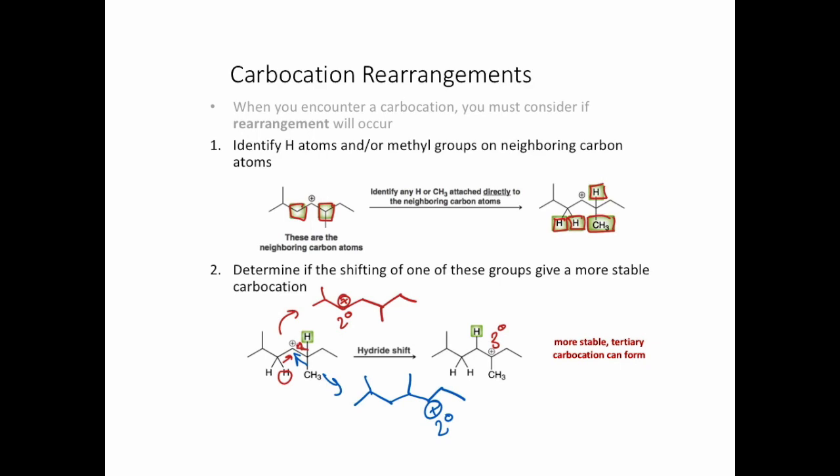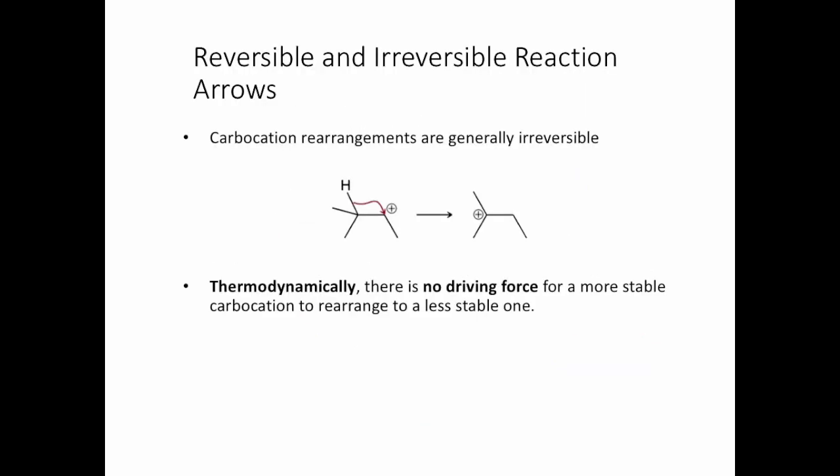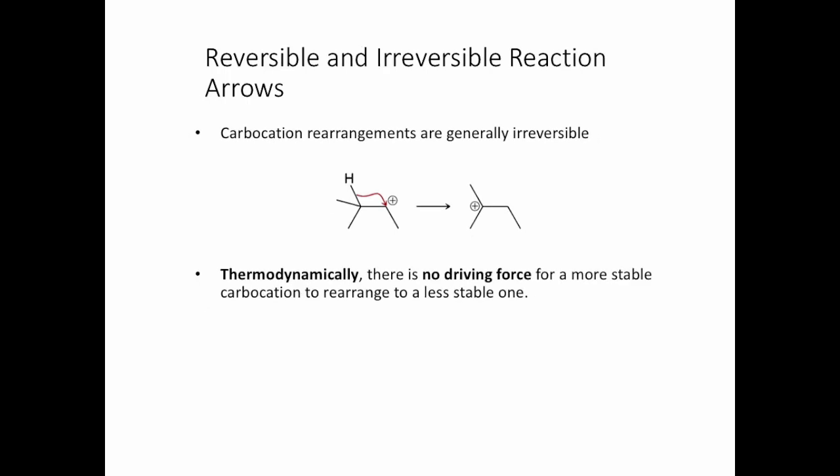So we're looking for an improvement in our life circumstances. And going from secondary to secondary, that's a lateral move. That's not an improvement. It's not going to happen. But going from secondary to tertiary, hey, things are looking better, so that will happen. Carbocation rearrangements are generally irreversible, and that's because there's no driving force to go from a more stable compound to a less stable compound. However, there is a driving force to go from a less stable to a more stable.